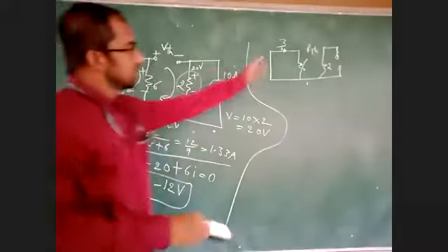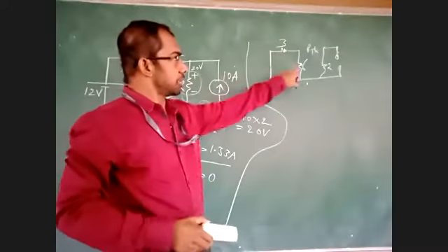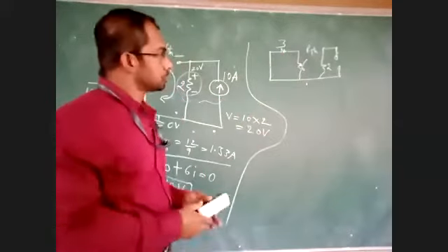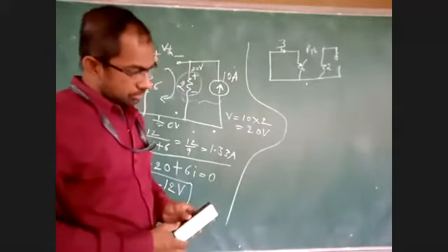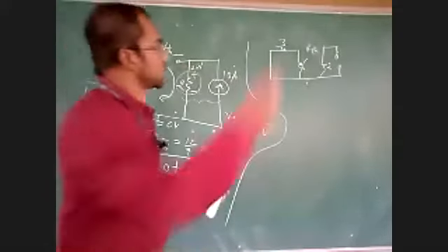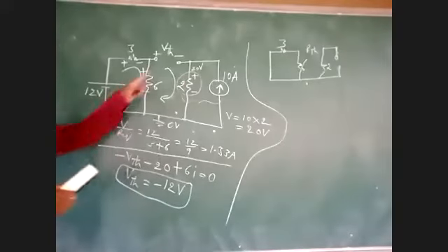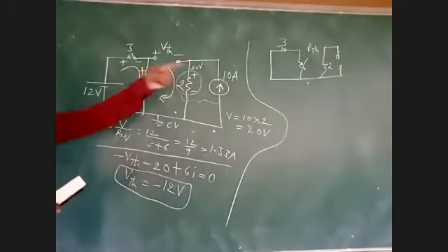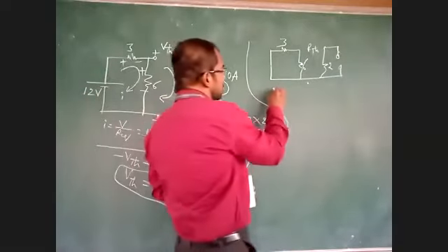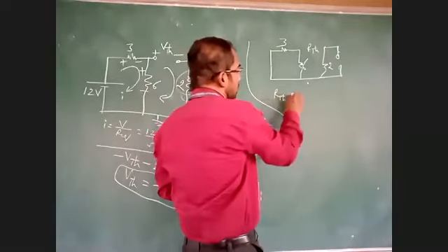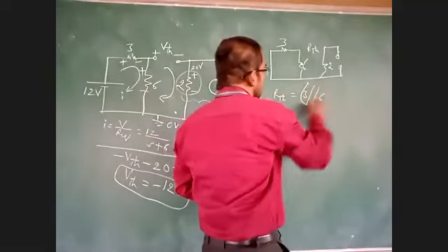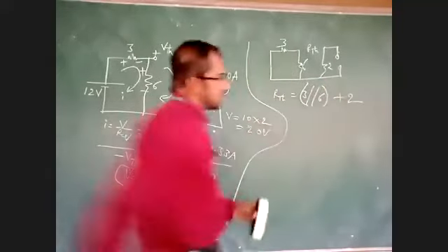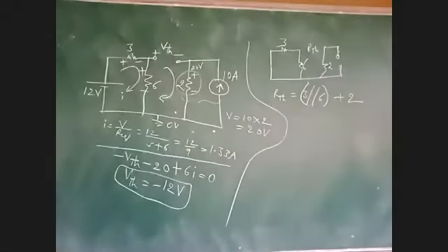Now see here, if the 3 can be placed here, what will happen to 3 and 6? They are in parallel now. When determining VTH, 3 and 6 are in series, but now they will become parallel. So RTH is equal to 3 in parallel with 6, and that parallel combination is in series with 2. That is your RTH.